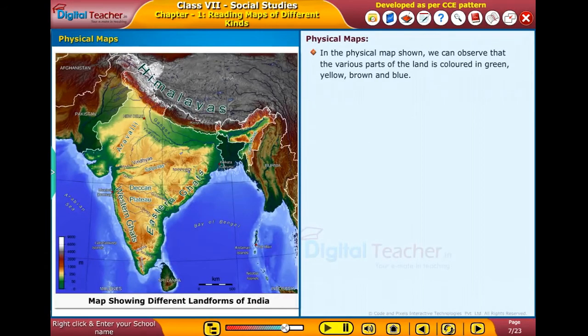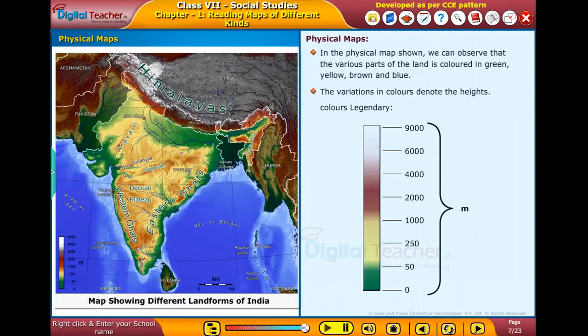In the physical map shown, we can observe that the various parts of the land are colored in green, yellow, brown, and blue. The variations in color denote the heights.